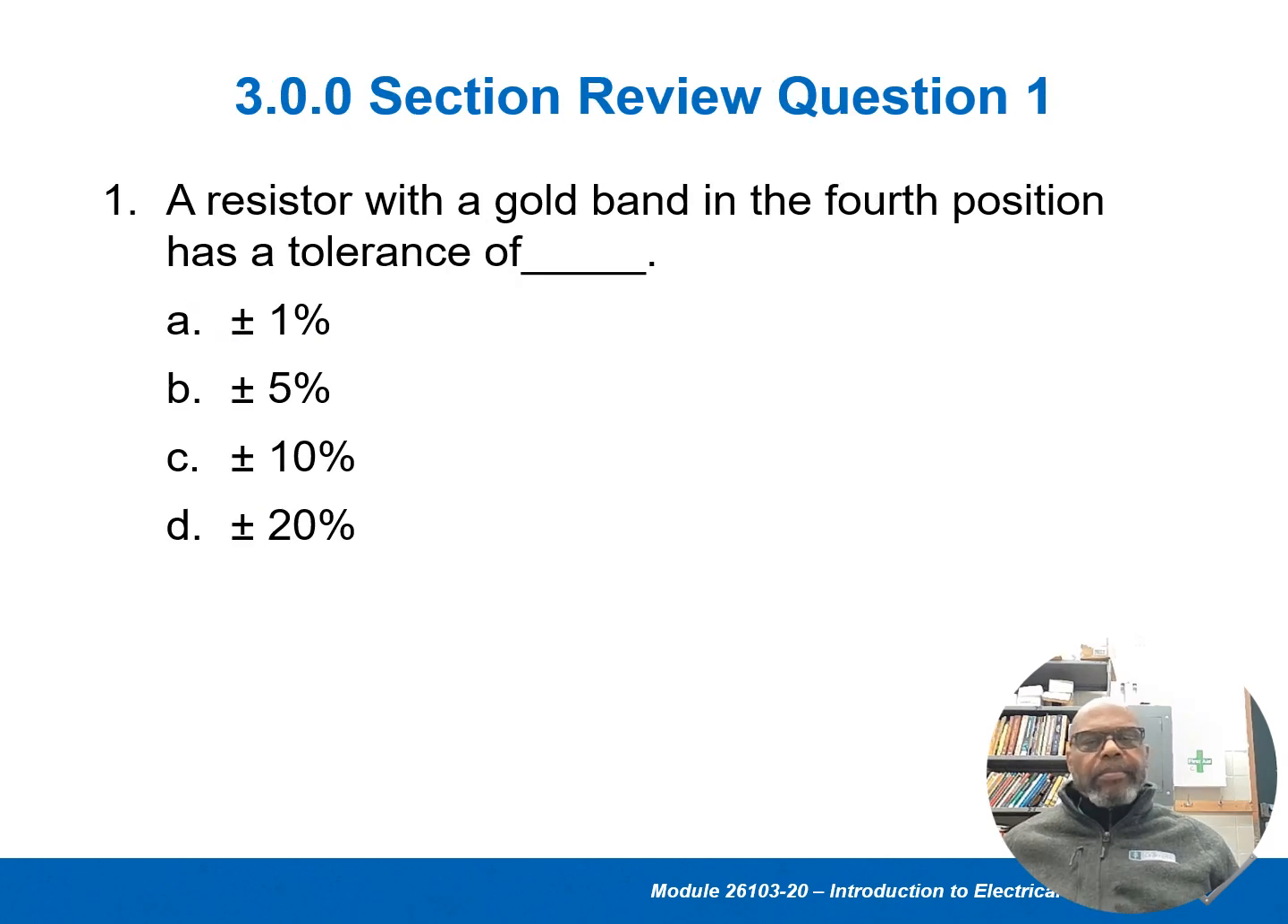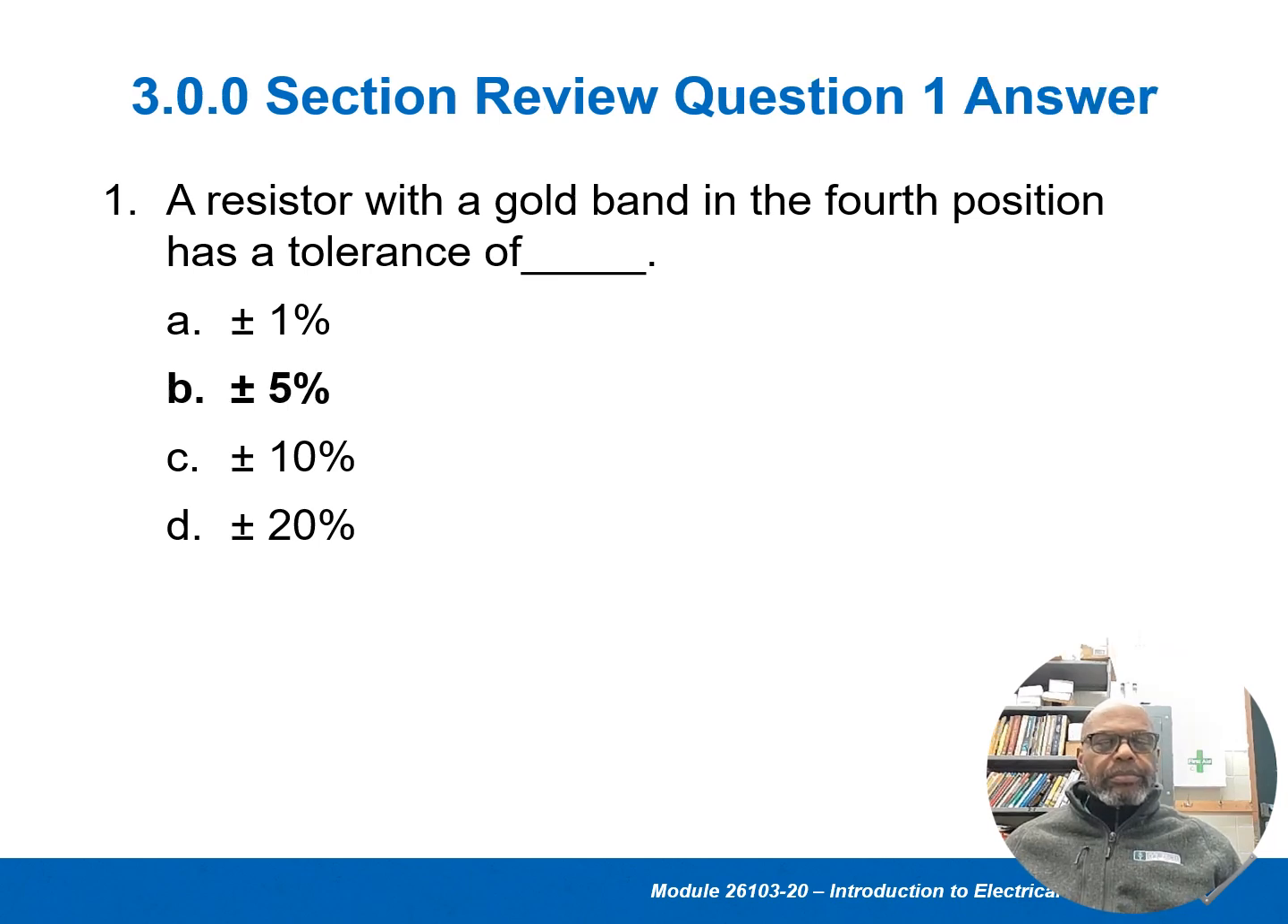Okay, we got some questions. A resistor with a gold band in the 4th position has a tolerance of: 1%, 5%, 10%, 20%? If you remember looking at that color chart, it is 5%. Gold is more precise of a resistor than a silver band.